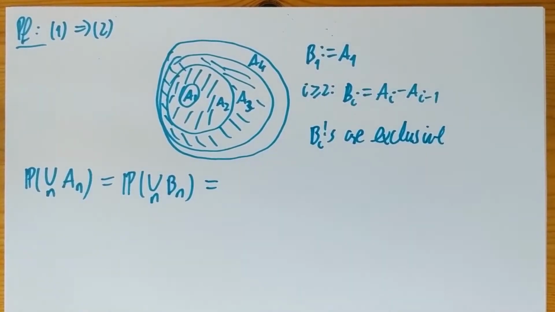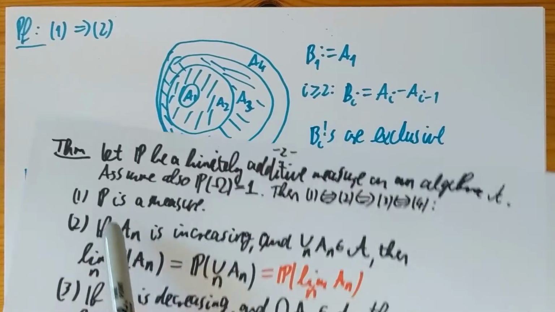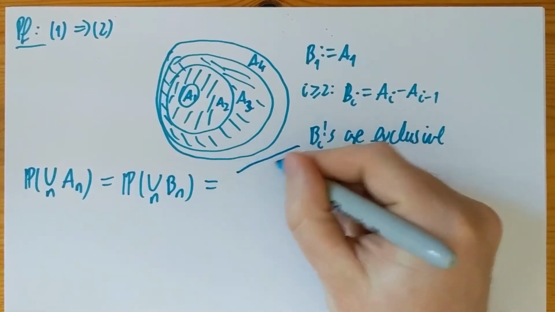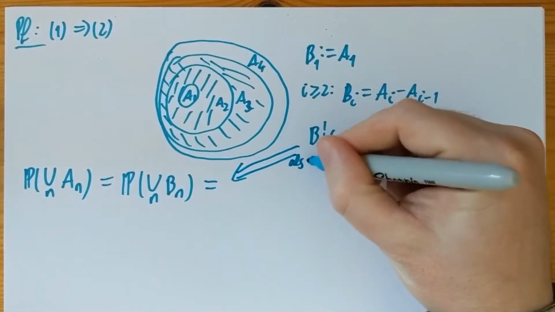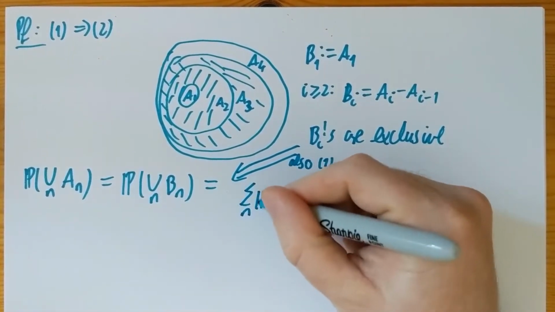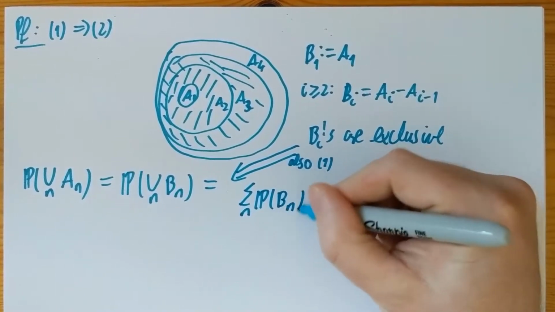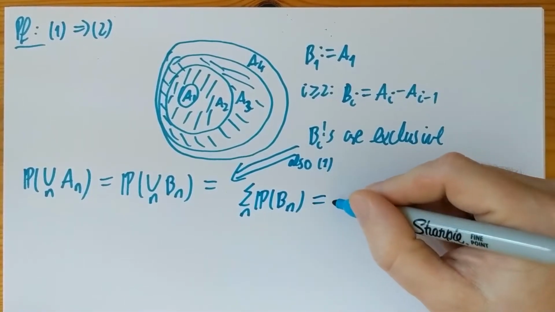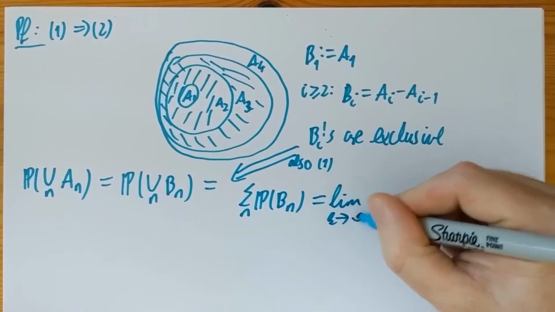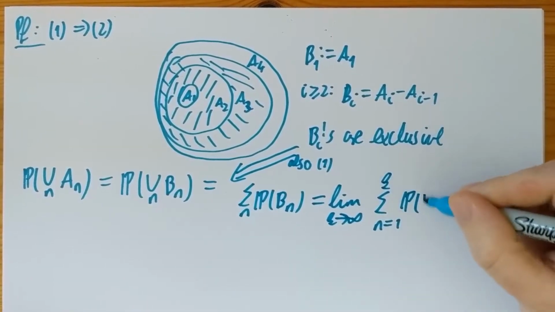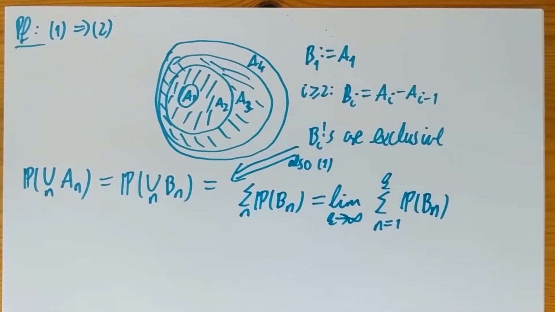And therefore, assuming 1, which said that P is a measure, so if I have any countable number of these B's, then the probability of the union, because they are exclusive, is going to be the sum of the measures. Okay? And that's an infinite sum in general, which is of course the limit of the finite sum. So I can take a finite sum up to k of the Bn probabilities or Bn measures.